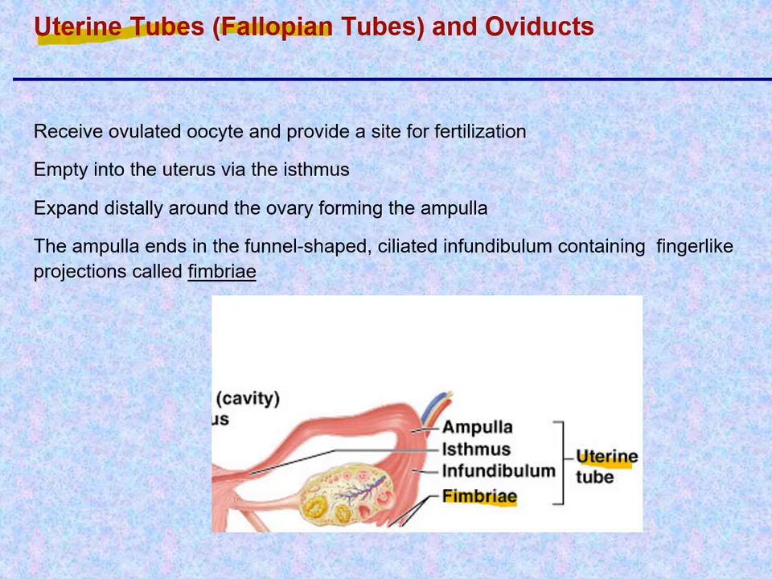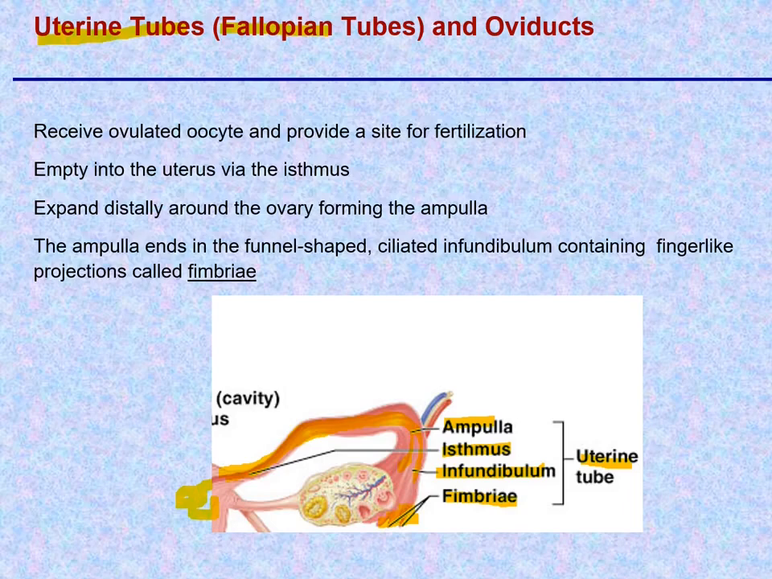The next portion of it happens to be the infundibulum, then you have the ampulla, and then you have the isthmus. But let's just stick with a uterine tube that leads into and allows the egg to travel into the uterus. The uterus is down here. And let's stick to the fact that at the end they have these fimbria.